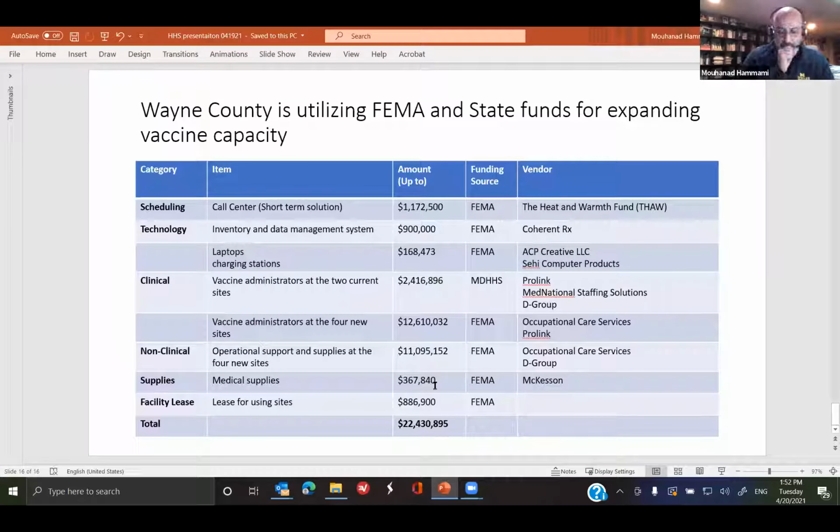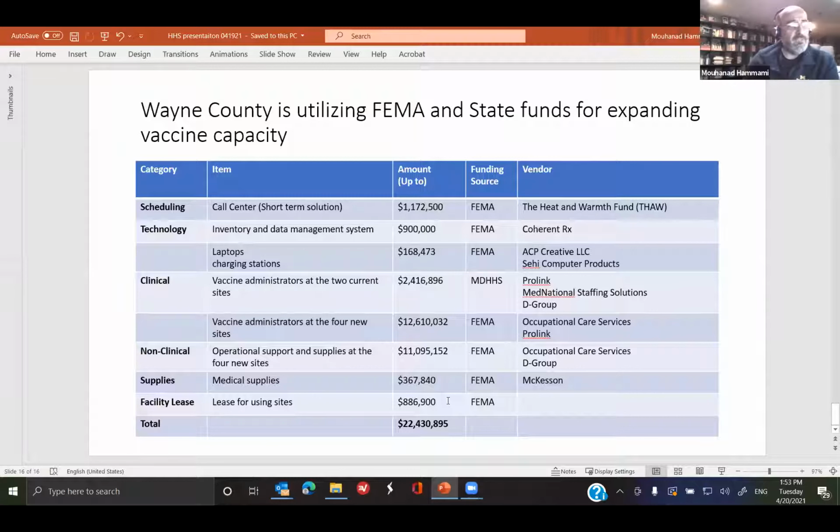Lastly, the last expense is, excuse me, all the 4 sites, including the 2 existing sites, are entities that we negotiated with the owners of those facilities to lease, and we have reached an agreement, and there will be expenses for those leases. In total, that is close to $880,000, and these are also using the FEMA funds.